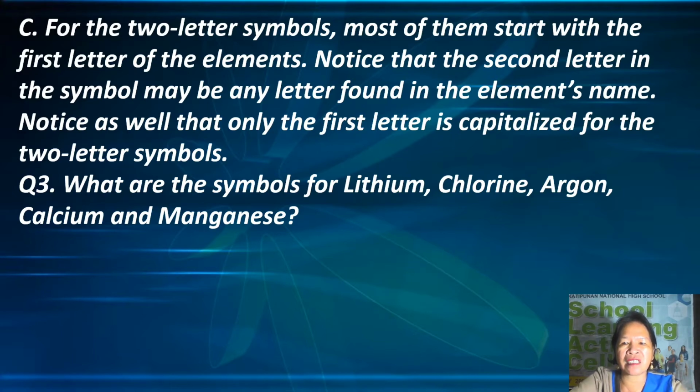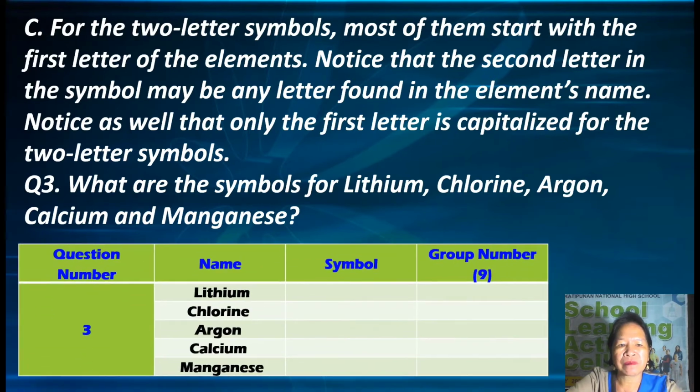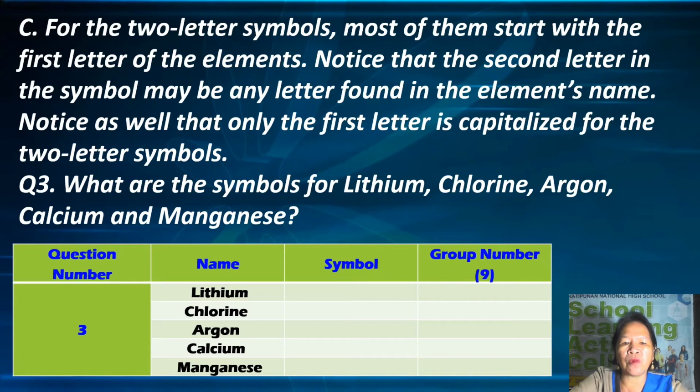Okay, let us see your answers. Lithium. What is the symbol for lithium? Capital letter L and small letter i. How about chlorine? Capital letter C and small letter l. Argon. It is capital A and small letter r. Calcium. Capital C and small letter a. How about manganese? Capital M and small letter n.